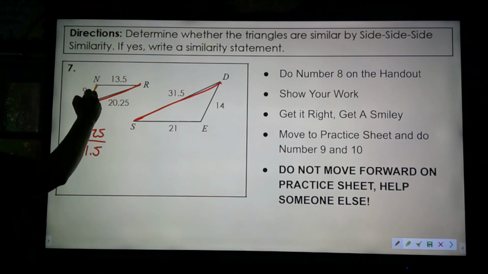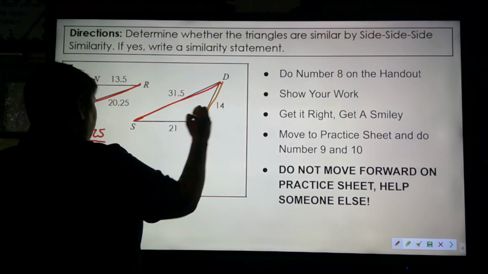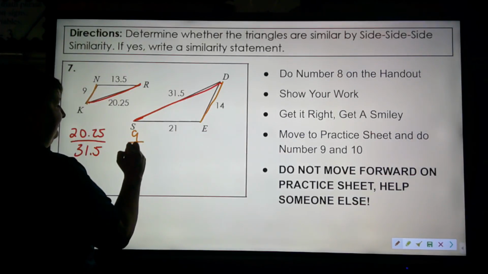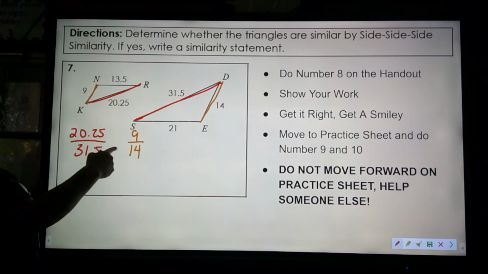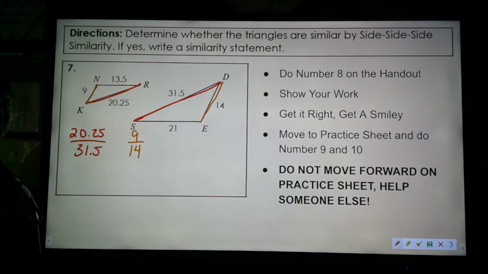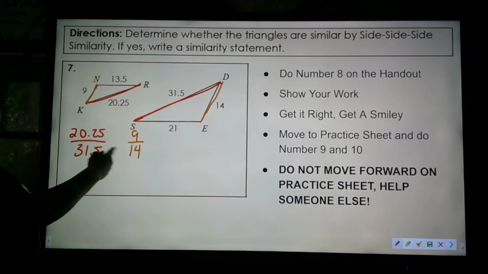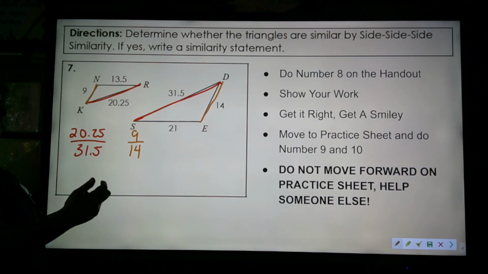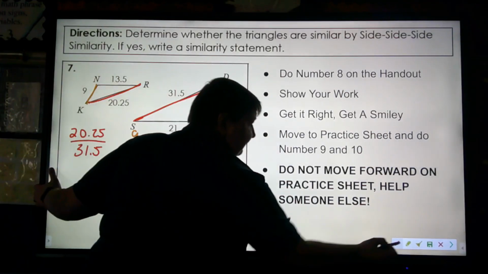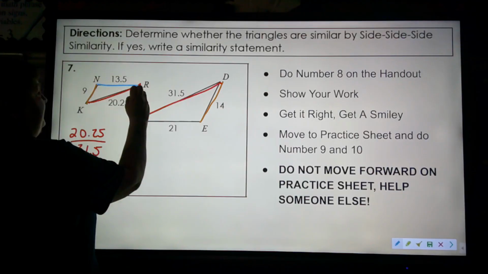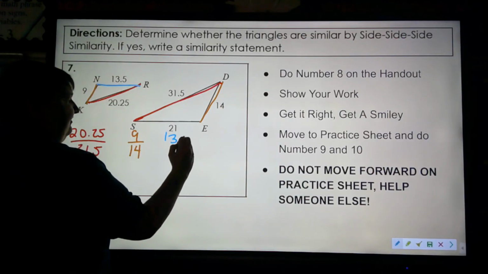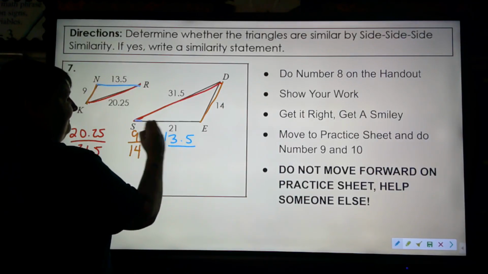then 9 over 14. You notice there's no equal sign yet because I don't know if they're equal. Don't put the equal sign until you're sure. And then 13.5 over 21.